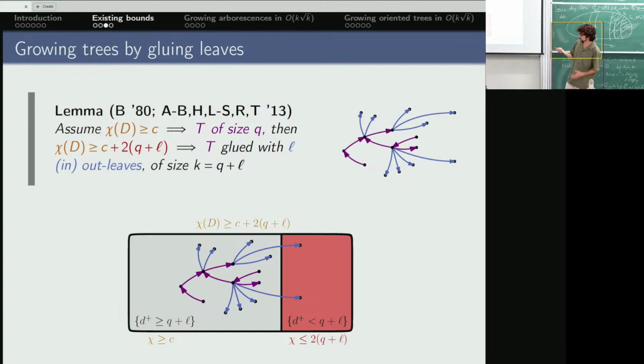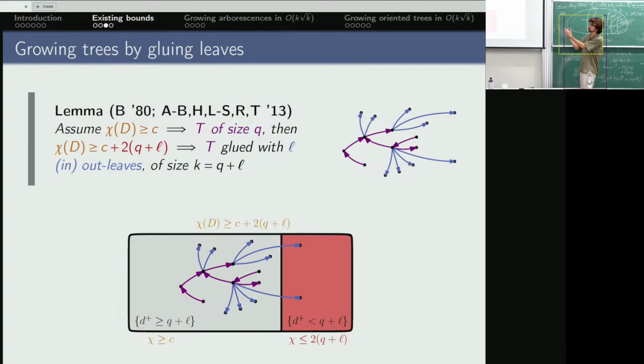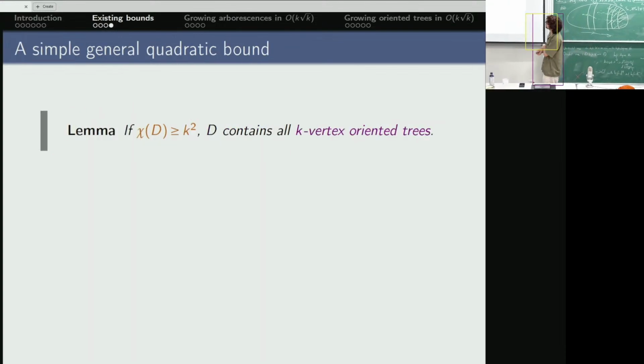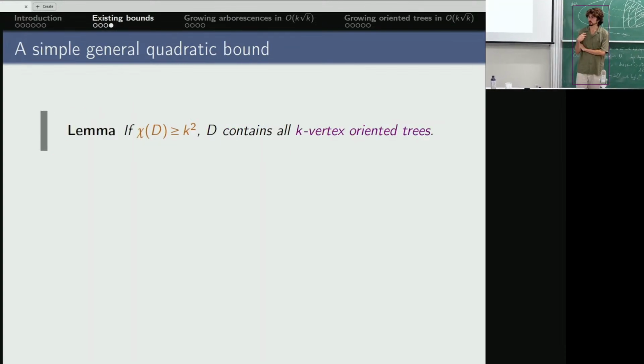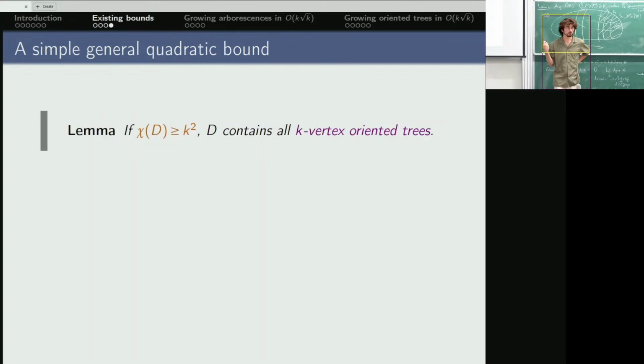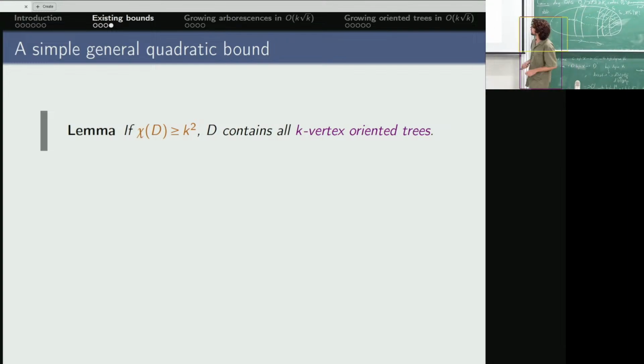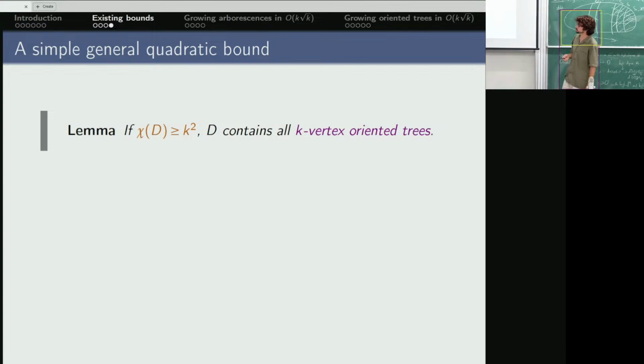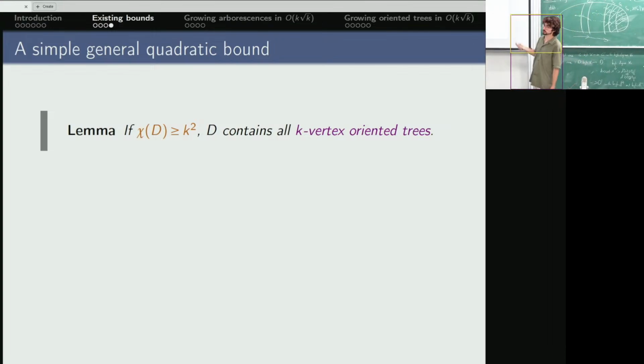So this is a way to obtain bounds for larger trees in terms of bounds for smaller trees. This already gives you the quadratic bound, and it's the idea that Burr used for the quadratic bound. I guess maybe you can already see that if the chromatic number is greater than k squared, you have all k-vertex oriented trees.